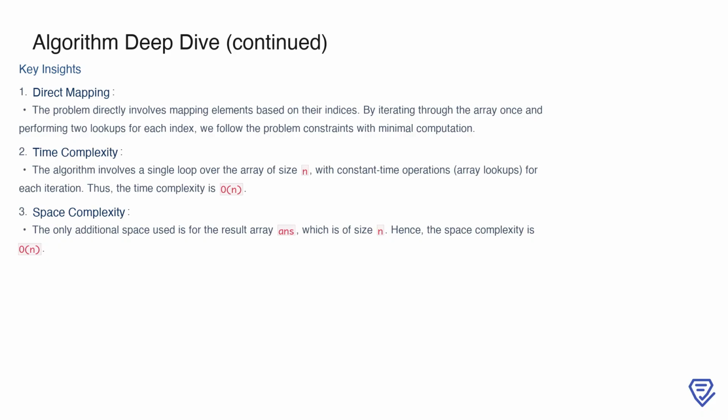In terms of time complexity, the algorithm involves a single loop over the array of size n, with constant time operations for each iteration. This results in an overall time complexity of O(n). Regarding space complexity, the only additional space we use is for the result array ans, which has the same size as the input array. Thus, the space complexity is O(n).